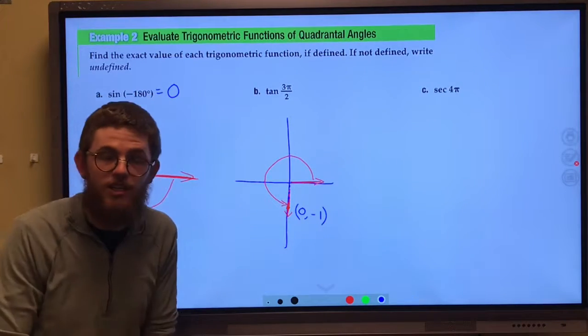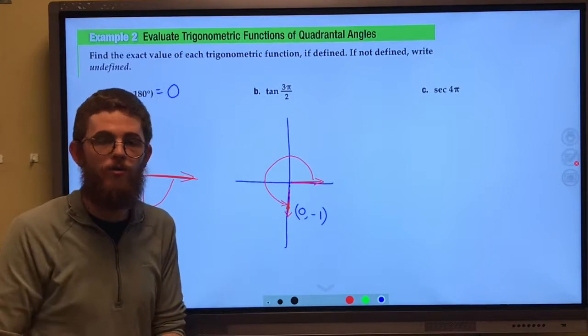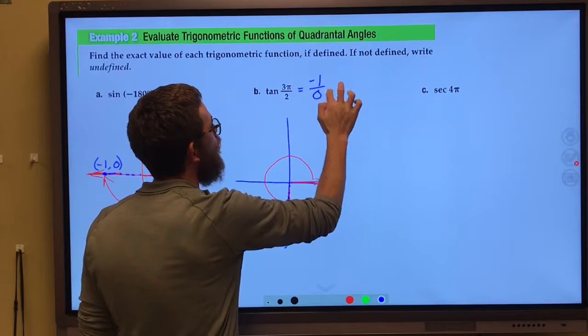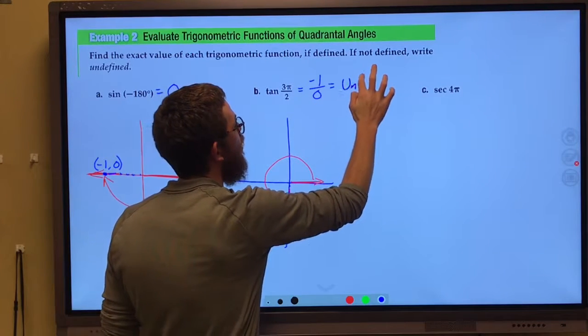We want to find tangent. Tangent is sine over cosine, y over x, negative 1 over 0. This is undefined.